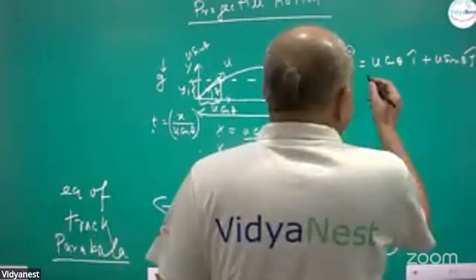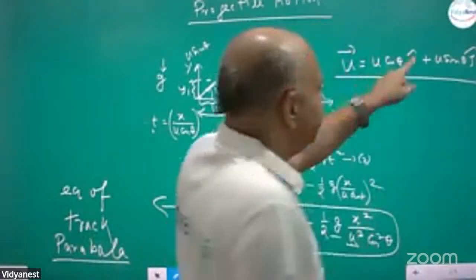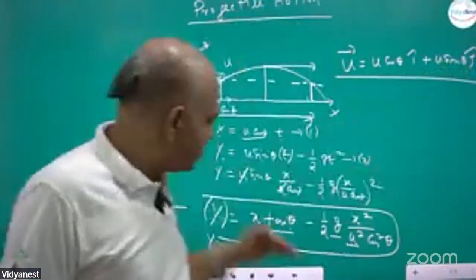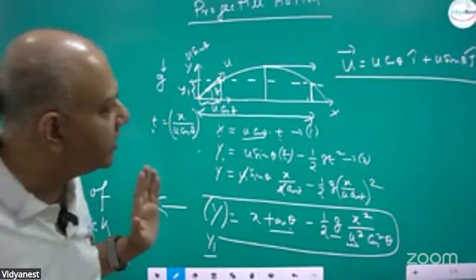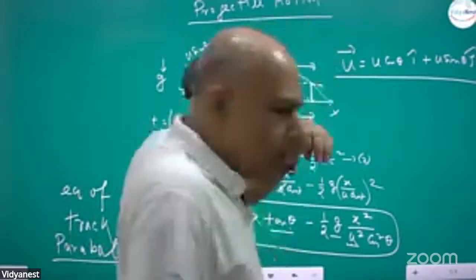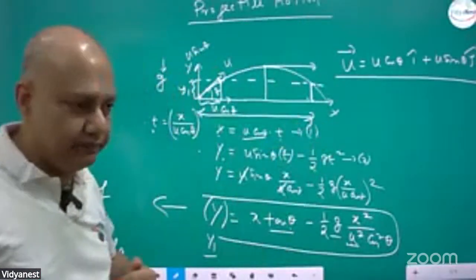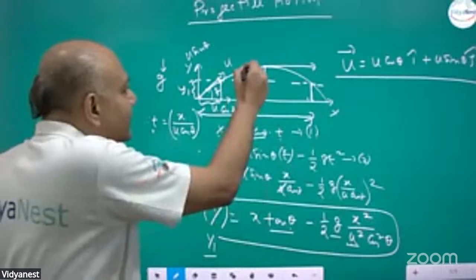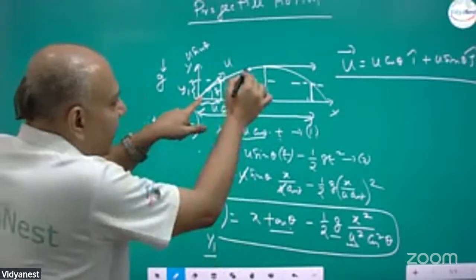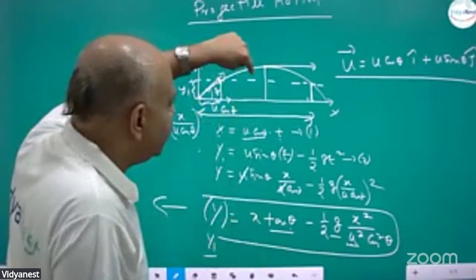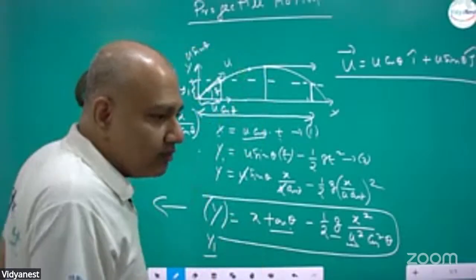So you can see that u is equal to u cos theta i cap plus u sin theta j cap, because u cos theta is the x component, u sin theta is the y component, isn't it? Now, after t time, suppose the particle, initially thrown from this position, is at this position. Okay, so what will happen?